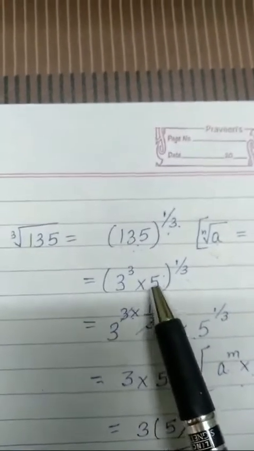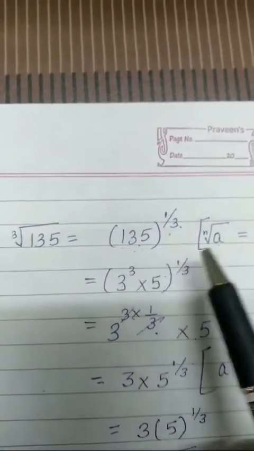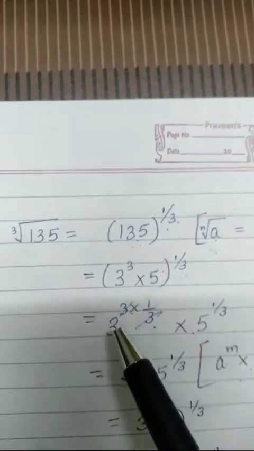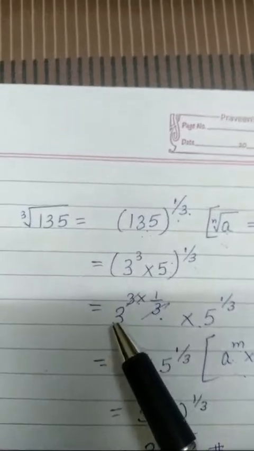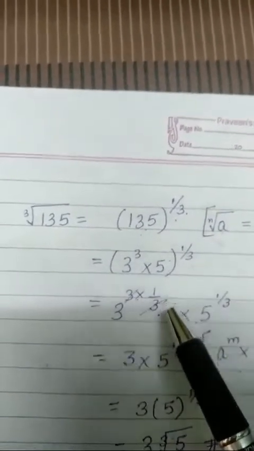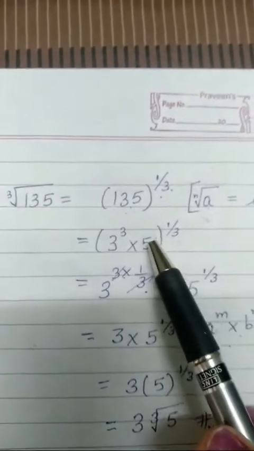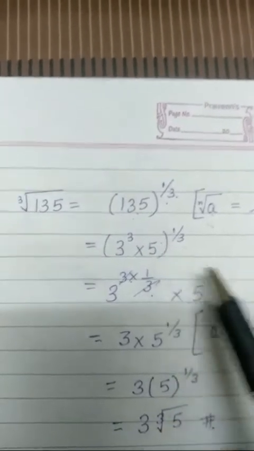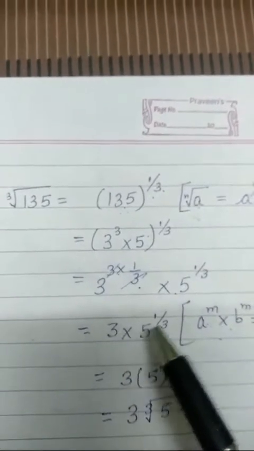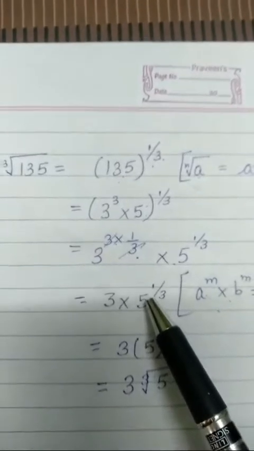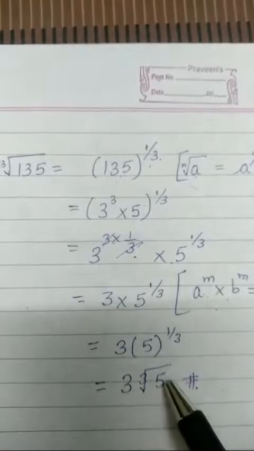Now at this point again you can use another law of the exponent, which is a raised to power m raised to power n equals a raised to power m into n. So you can write it as 3 raised to power 3 into 1 by 3 into 5 raised to power 1 by 3, because here the exponent is 1. So 1 into 1 by 3, 1 by 3. So we have 3 into 5 raised to power 1 by 3. You can write it as 3 and cube root of 5.